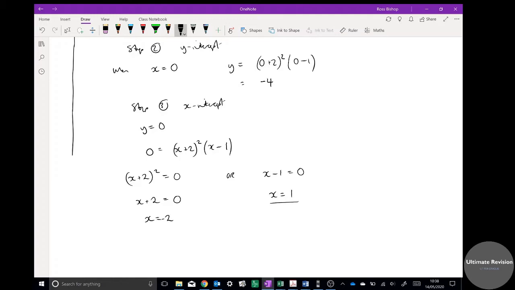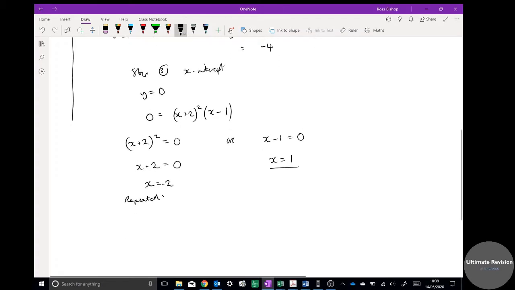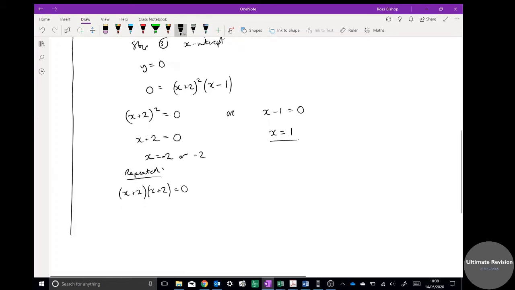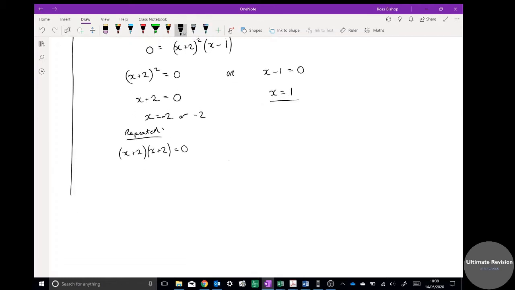Now this one here is repeated because, again, the other way I could have done this is I could have said, well, that's the same as x plus 2 equals 0. So x equals minus 2, or a minus 2. So there's a repeated root here, which we'll see is useful when we sketch. Now, don't worry about the turning point for cubics. Again, you'll probably do that at A level. But for this stage, we're just interested in the intercepts. So I can go ahead and draw this now straight away.